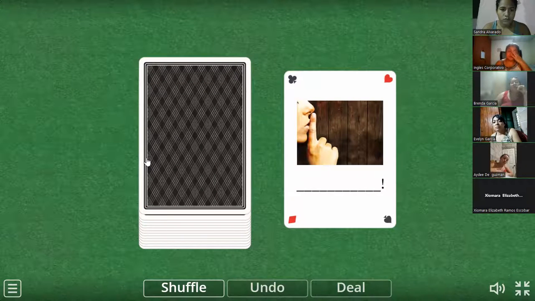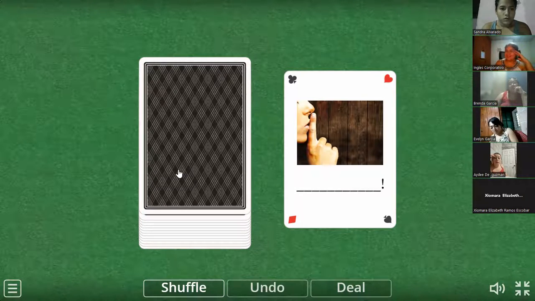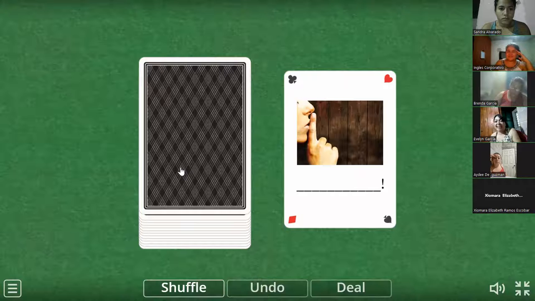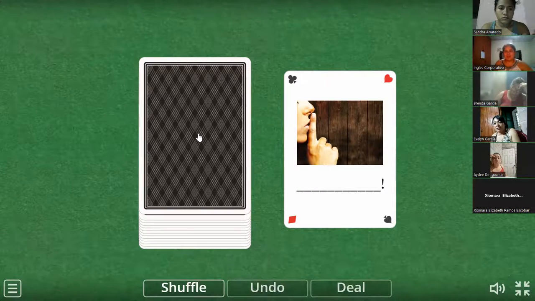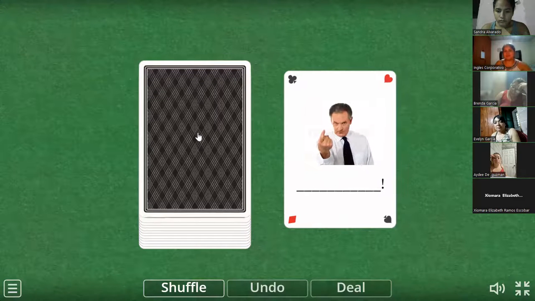What about this one? Shut up. Be quiet. I understood it as shut up. I understood it as silent. Be silent. You can say it different ways, okay? But it's the same message. Don't make noise, okay? What about this one?